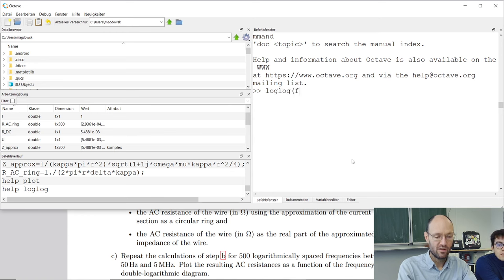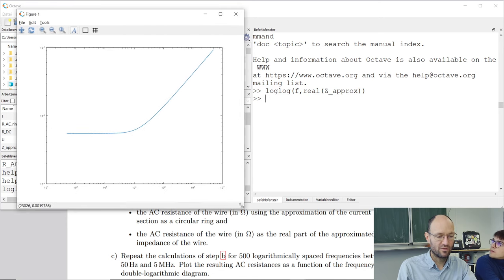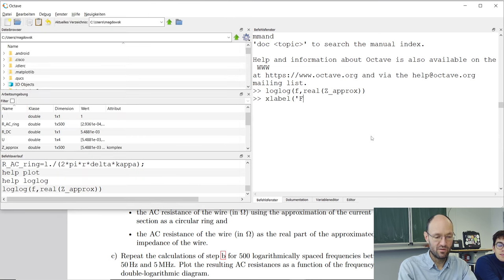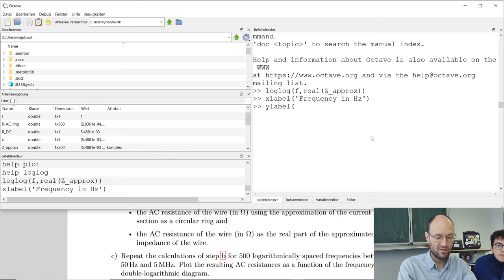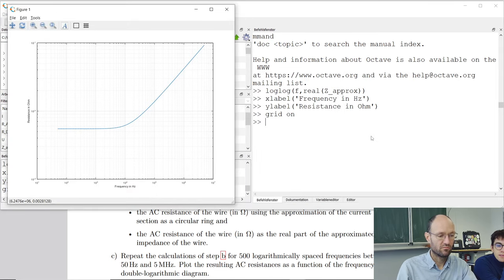So if we say loglog of the frequency and at first maybe plot this more exact approximation formula that we had there. So as a function of frequency, we are plotting the resistance. And let's check what happens. So it looks like this. I know these numbers are super small. I don't know why still, but okay, this is the diagram that we get. And as we are good engineers, we should also label our axes: on the x-axis, this is the frequency in hertz, and on the y-axis, this is the resistance in ohm. And we might also want to have a grid. And so then our diagram looks like this.